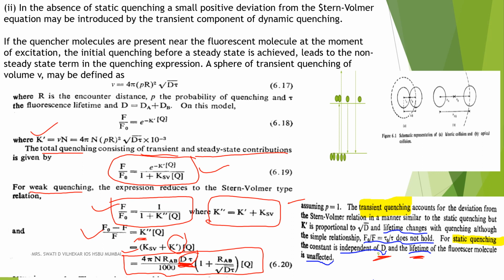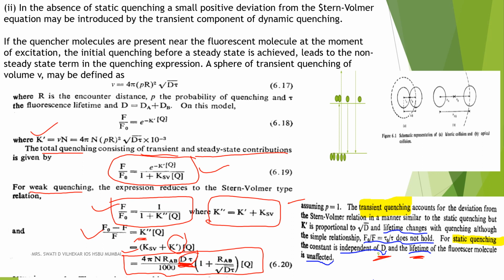And this is all. What is the deviation from the Stern-Volmer? If it is static quenching, instead of just KSV there is some term being added. Instead of intercept 1, we are getting the intercept as KSV plus KQ, and instead of slope only KSV, we are getting the value of KSV into KQ. And in case of dynamic quenching, we can see it is dependent on the factors D and tau. So this is all.